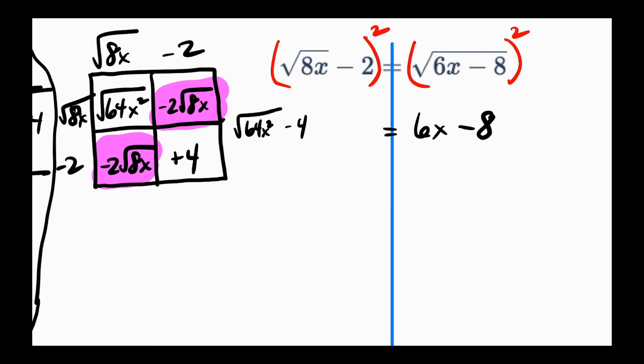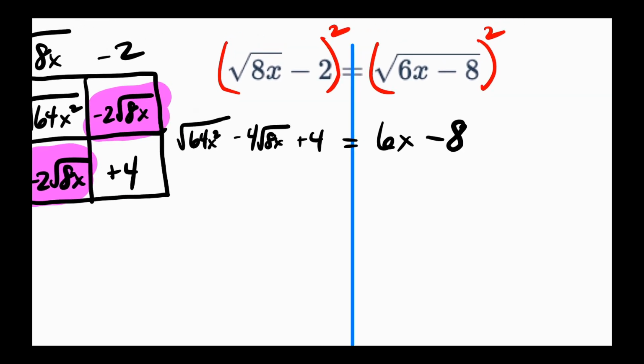I can combine the two that I highlighted because they both have the same square root. So I add the fronts. Negative 2 plus another negative 2 makes a negative 4. This guy here in the front, 64 is on my list. 64 is 8 times 8. So the square root of 64 is 8. And then x squared has a pair. So x can come out.